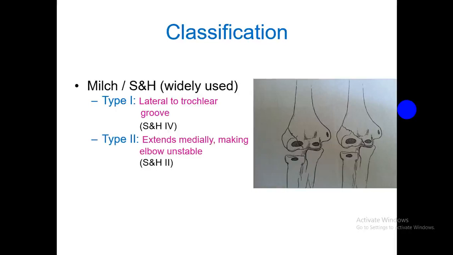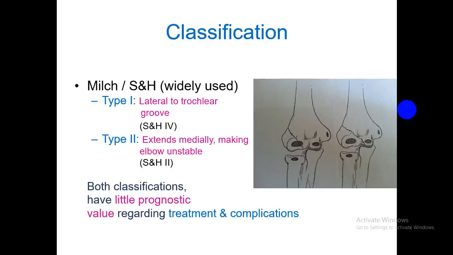While a type 2 extends medially, making the elbow unstable. See where this ends? This takes part of the elbow joint, making it unstable and presenting with a subluxation of the elbow. And this type 2 is a Salter-Harris type 2. For the sake of remembrance, for exam purposes, type 1 is a 4 and type 2 is a 2. Okay? Both classifications have very little prognostic value regarding treatment and complications.